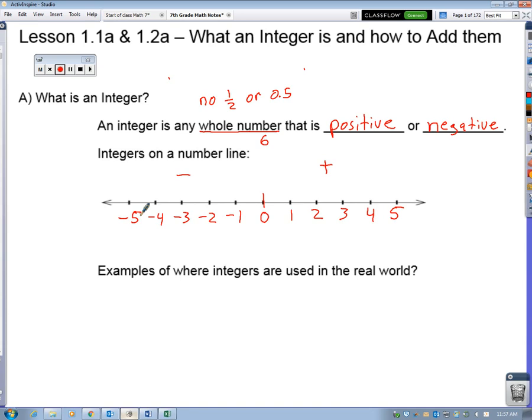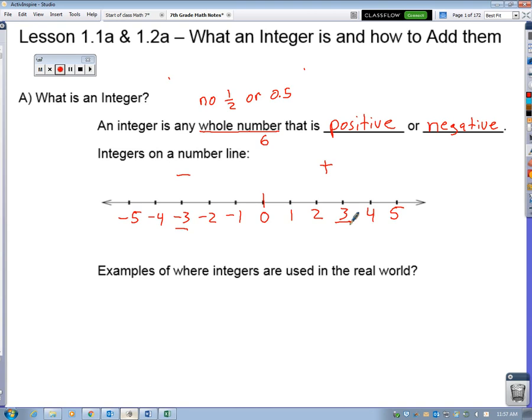Okay, now here's the thing. You can picture 0 being like a mirror, and the numbers on this side are the exact opposite of the numbers on the other side. Okay, they're complete opposites of each other, like negative 3 and positive 3. That's going to be important for this chapter.